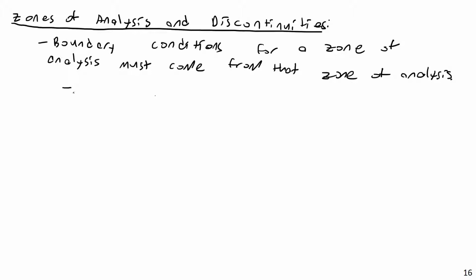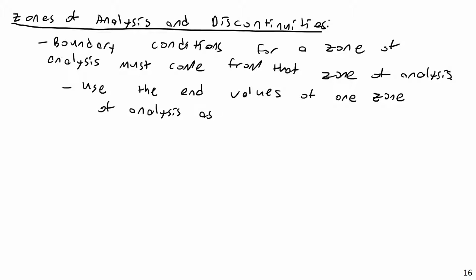Basically, the idea is that you will use the end values of one zone of analysis as the boundary conditions of the next. I think that'd be a good one because that's relatively simple to integrate. I'm trying to keep this lecture a little bit shorter than the last one, or quite a bit shorter actually, or this portion of it anyway. Boundary conditions of the next. So let's put this all together in an example.